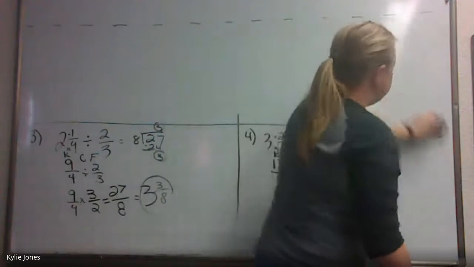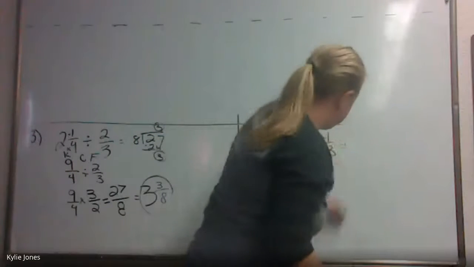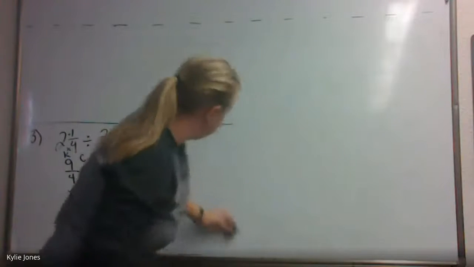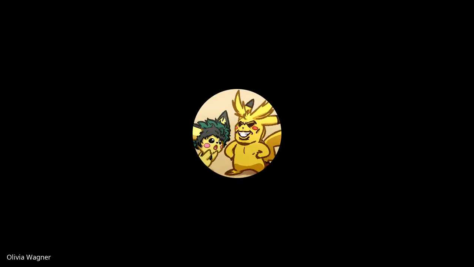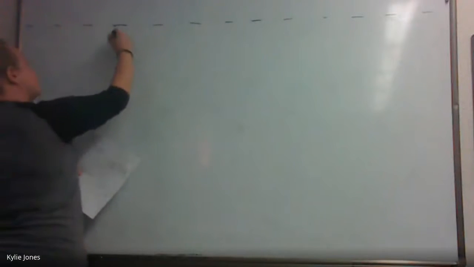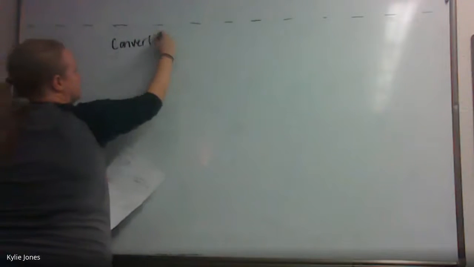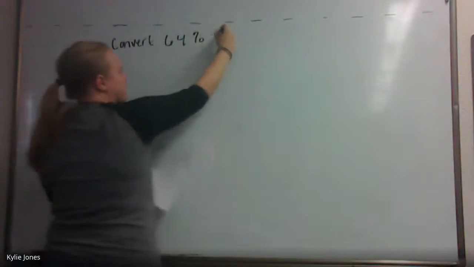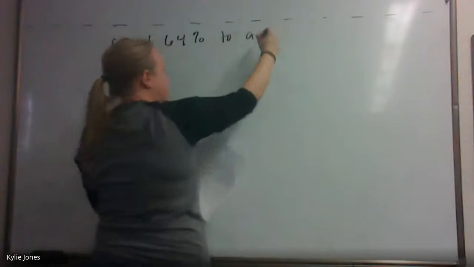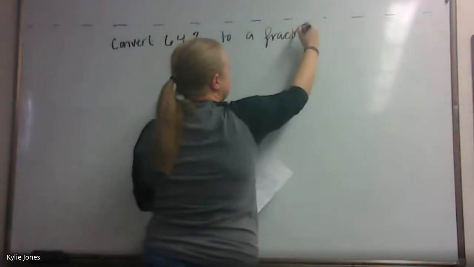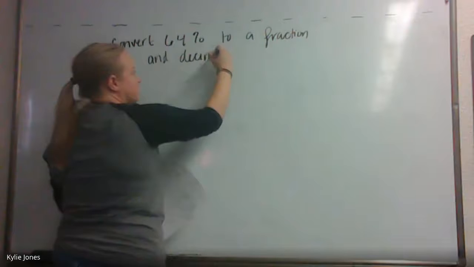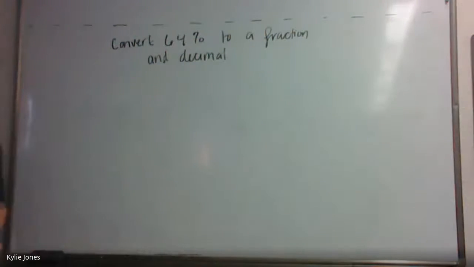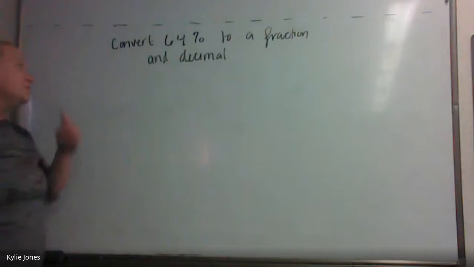We're also going to take a conversions test. So let's go ahead and review conversions really quick. All right, we're just going to do all these together. Let's start with, so we're going to convert 64% to a fraction and decimal. Okay, so we're going to take 64% and it's going to become a fraction and a decimal.